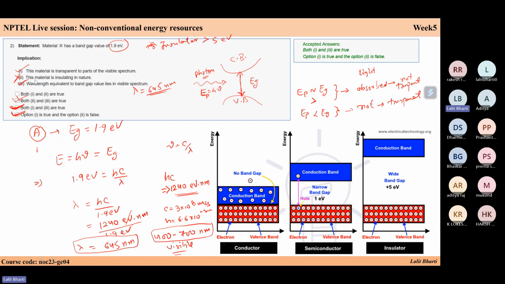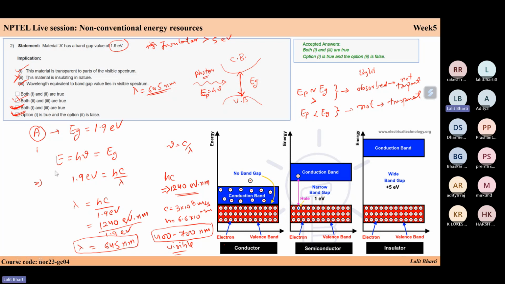The second says the material is insulating in nature. For insulating materials, you need to have a band gap in the range of 5, or more than 2 to 3. For less than 2, it is not insulating, it is semiconductor in nature. So from 1 to 2, it is semiconductor in nature. So your second statement is incorrect. And the third is, the wavelength equivalent to the band gap value lies in the visible spectrum. We saw that within 400 to 700 we got the wavelength as 645 nanometer. So it lies in the visible spectrum.